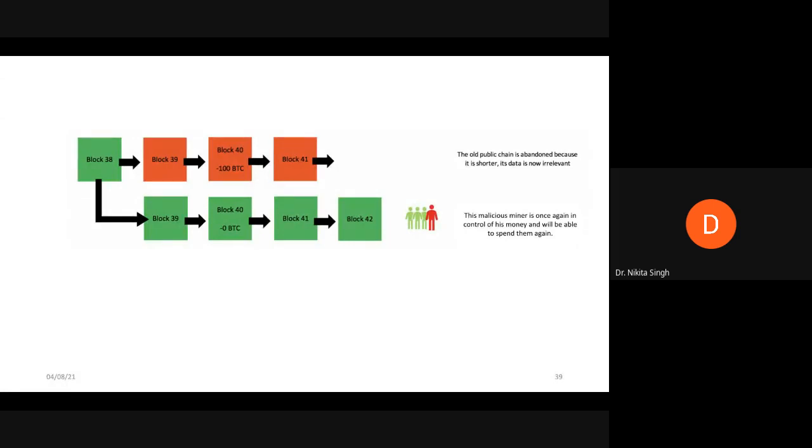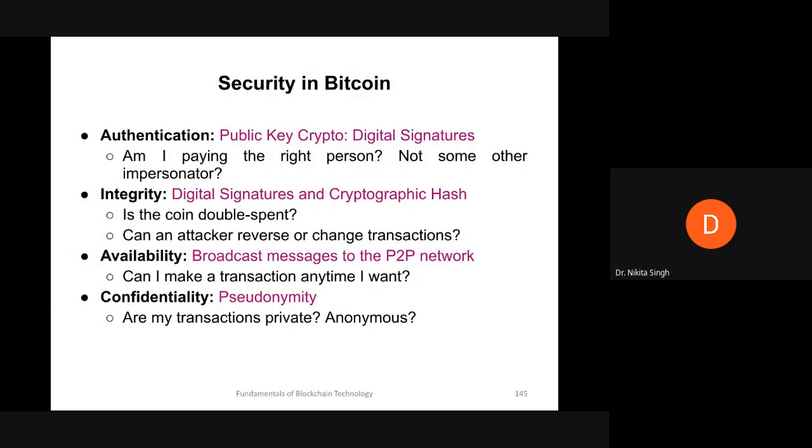Now, there's just one thing that is remaining, which is the security of the blockchain network. So there are 4 things that we are talking in terms of Bitcoin security. One is authentication. So you can ask the question that, am I paying the right person? I don't want to pay some impersonator, because you want to ensure that you're sending Bitcoins and you want to ensure that you're paying to the right person on the network.